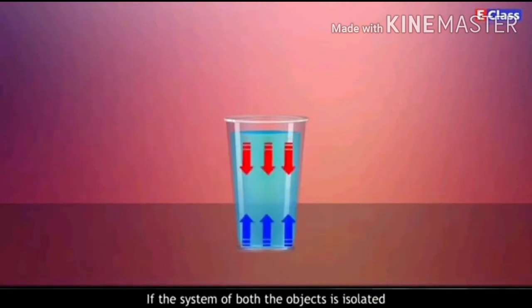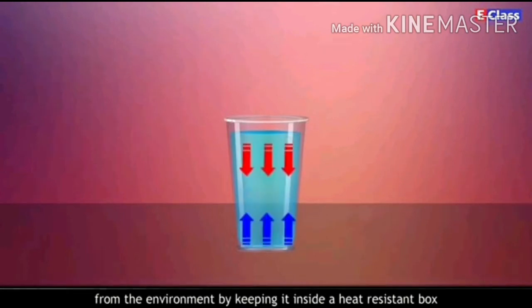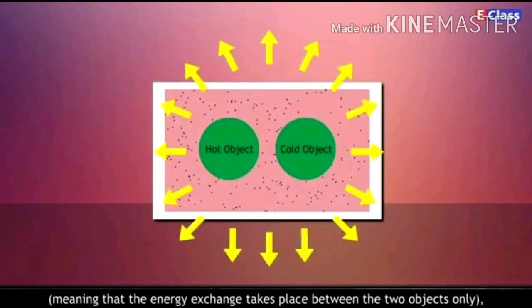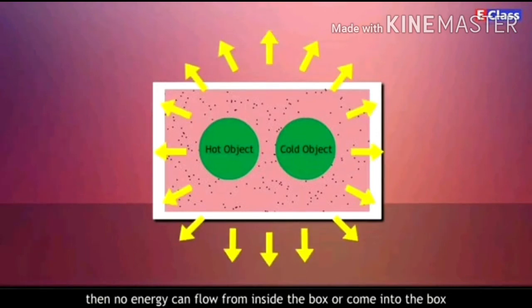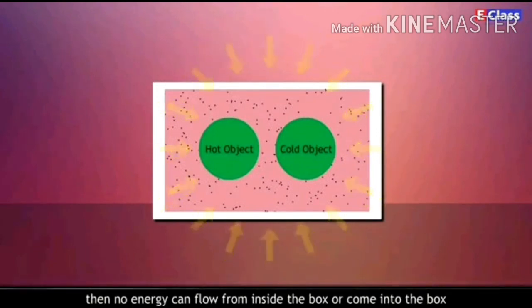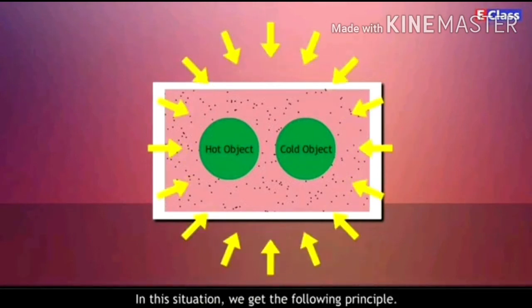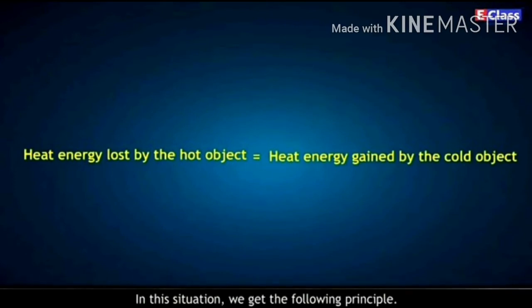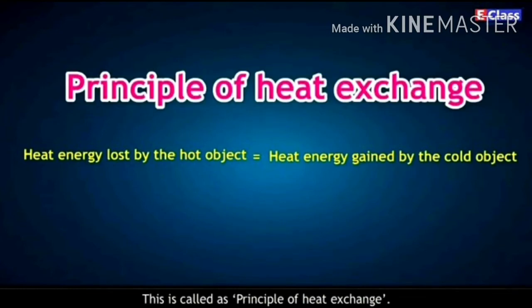If the system of both the objects is isolated from the environment by keeping it inside a heat resistant box, meaning that the energy exchange takes place only between the two objects, then no energy can flow from inside the box or come into the box. In this situation, we get the following principle. Heat energy lost by the hot object is equal to heat energy gained by the cold object. This is called the principle of heat exchange.